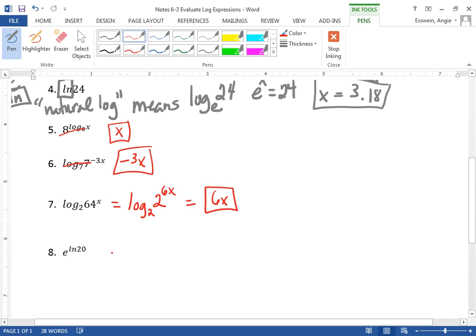So let's try this. This is like saying e raised to, remember natural log is just log base e of 20. So what does that give you? 20. Yeah.